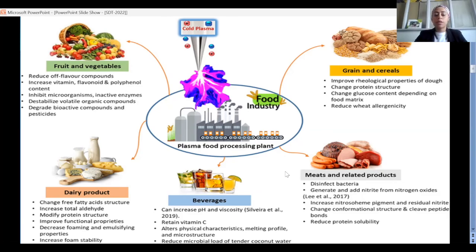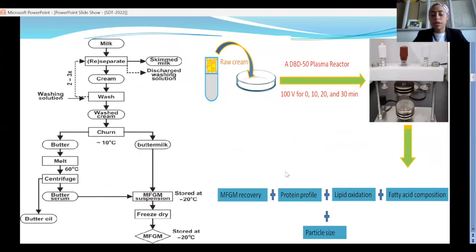Before explaining the method used in this paper, let me show you quickly the basic method of MFGM isolation, which is used in all or most of the papers. Raw cream is used to isolate MFGM. The separation process is completed at 55 degrees. Then the cream is immediately cooled to 4 degrees. Then the raw cream is diluted to remove the globules residing in the cream phase and milk proteins.